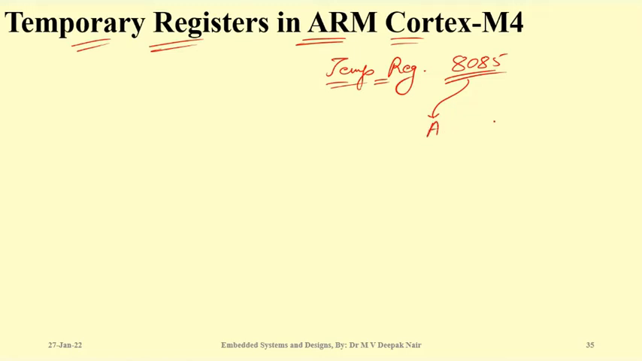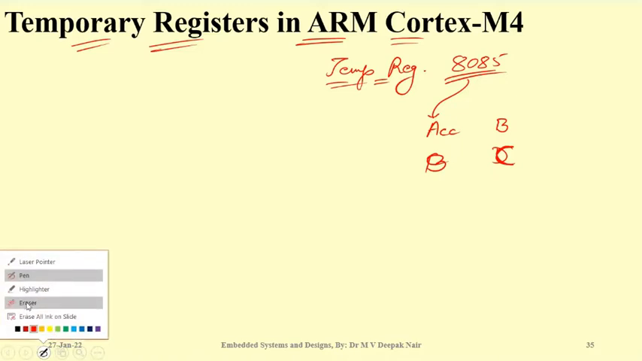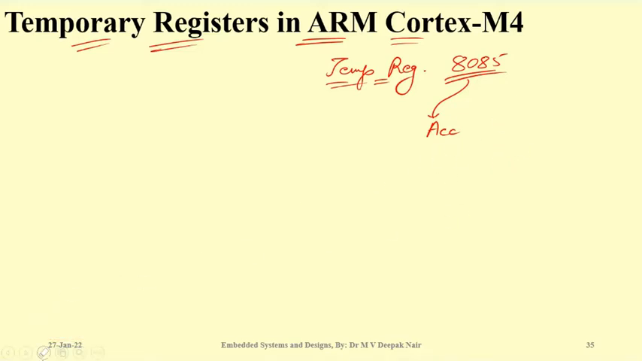First of all, A, the accumulator. Then B, C, D, E, H, L. I should write it like this, BC, DE, HL, and then WZ, PC and stack pointer. So please try to correlate the things. It will make your life easier. So these were the temporary registers which were there in the 8085.